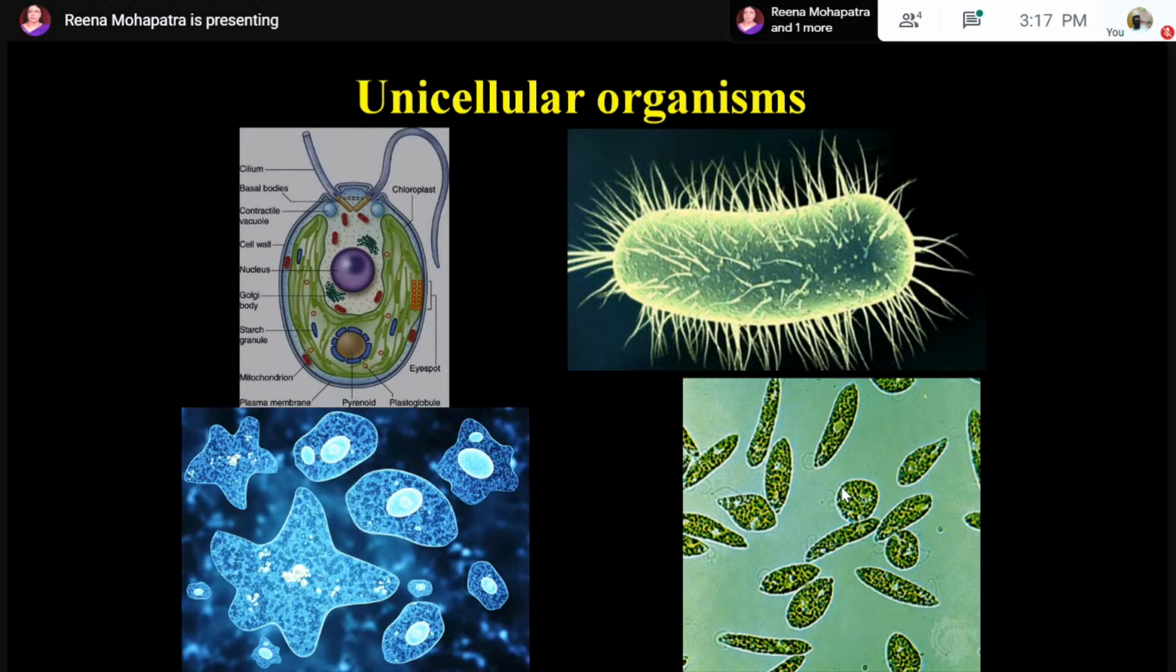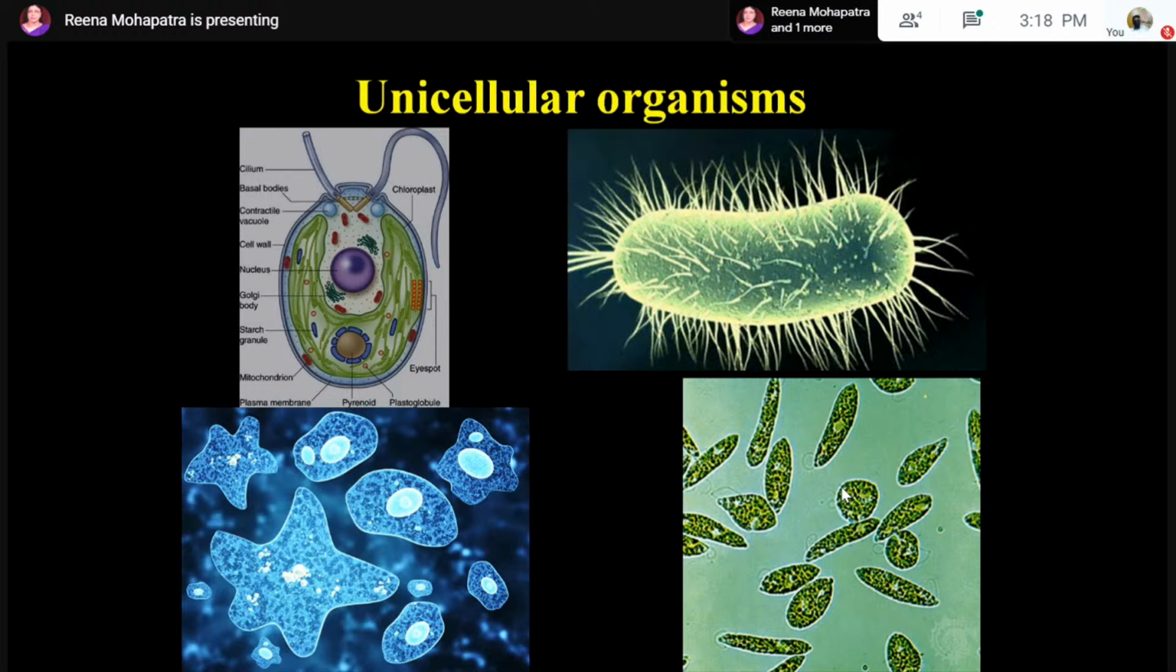Why unicellular? Those scientists felt that an organism should be made up of cells, but these organisms contain a single cell. They consist of a single cell, and this cell is equivalent to an organism. So that's why they used the term.